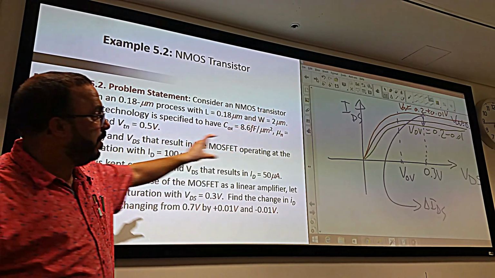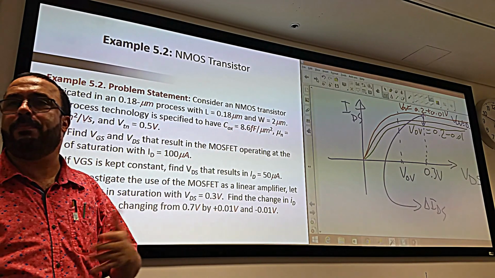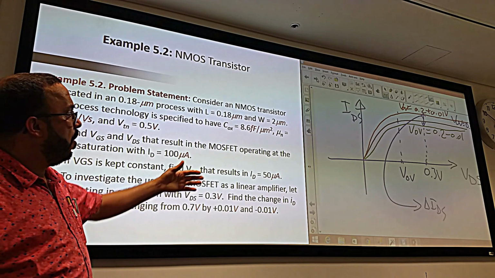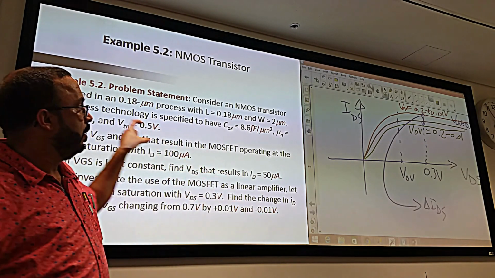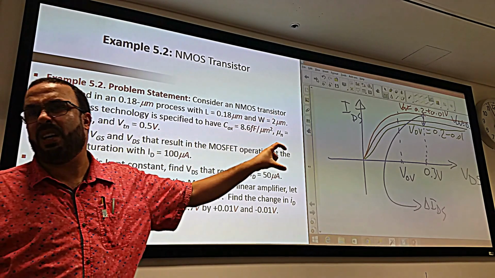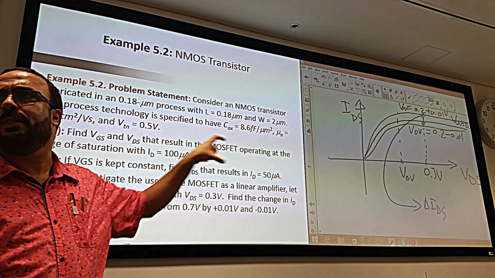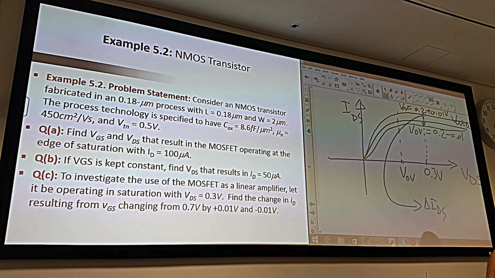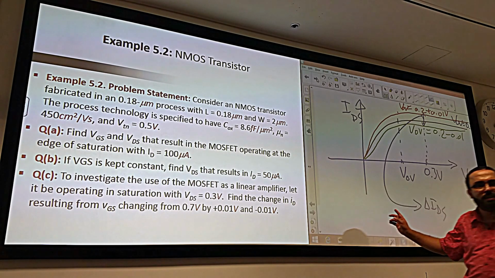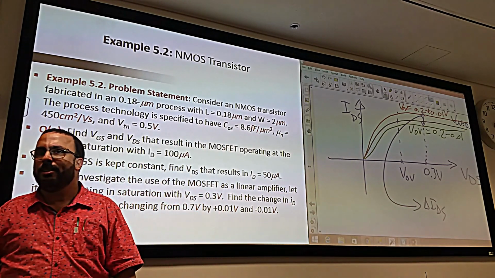Does it change here when VDS changes? It does not, because the current in saturation does not depend on VDS. Yes or no? So whether it's at 0.3 or 0.4 or 0.1 volt, it doesn't matter. It's the same distance because the curves are parallel. VDS does not change the current in saturation. Correct? Good. Very good. How to find delta IDS? Any idea about how to find it? The change in ID? Anyone?